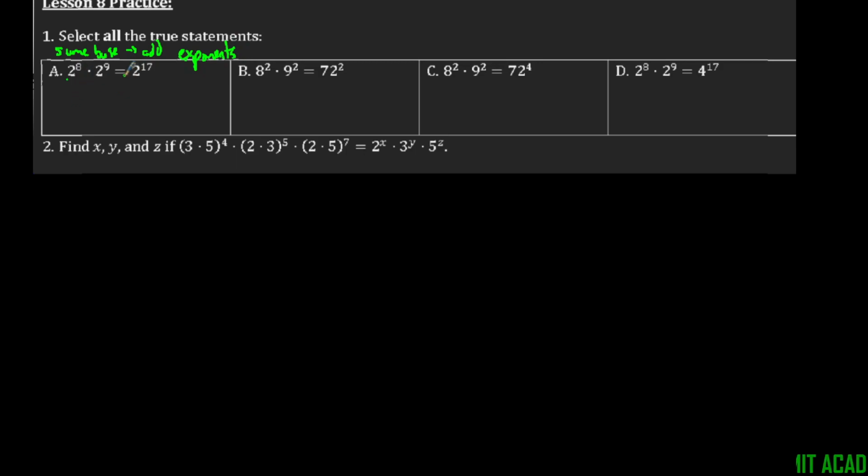And so for this one, we would say this one's going to be true. Then similar idea for this one. For part B, we're going to say this one is same exponents. We multiply bases together. So we do 8 times 9 is going to be 72, so this one's also true.